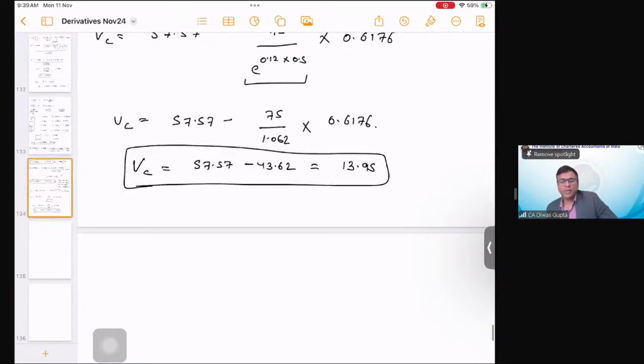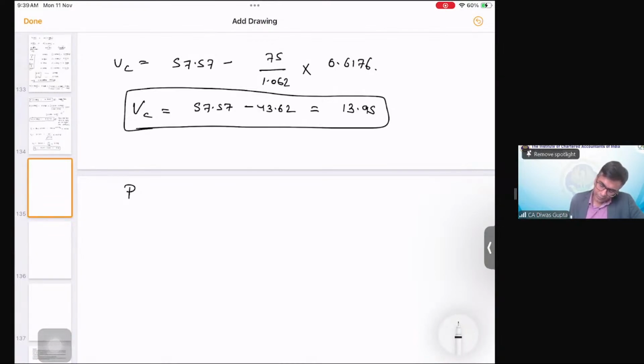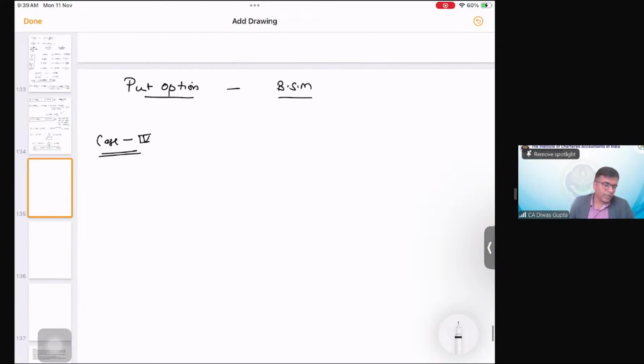Okay. So the Black-Scholes model is clear from the call option perspective. Let's take it for put option now. So it's exactly reverse. We will take case number 4 from today's first half discussion, wherein we said we are selling the put option.